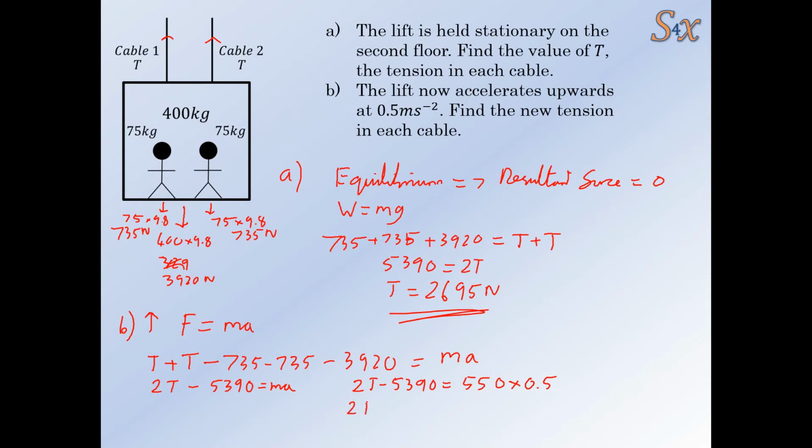I'll do a little bit of rearranging. 550 times 0.5 is 275. Add the 5,390 on, and I get 2T equals 5,390 plus 275, which is 5,665, divided by 2, which is going to be 2,833 newtons, if I round that off. Okay, so you can see the tension in the cable's gone up a little bit because now it's accelerating upwards. It has to provide an additional force to achieve that acceleration as opposed to just staying still.